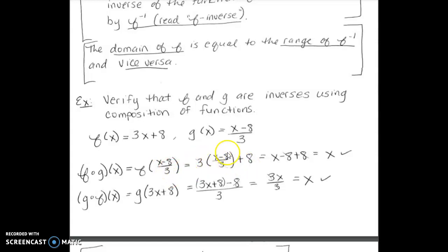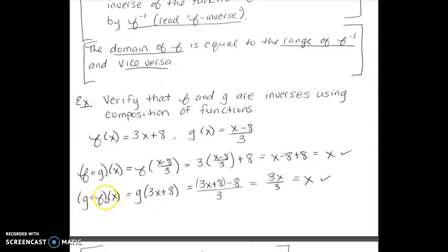So 3 multiplied by this quantity means the 3 on the top out here will cancel the bottom, leaving x minus 8 plus 8. Then the 8's cancel each other out and we're left with x. That's what we're hoping happens. If that doesn't happen, then they're not inverse functions. It should also happen in reverse.